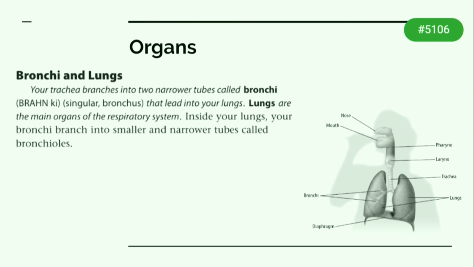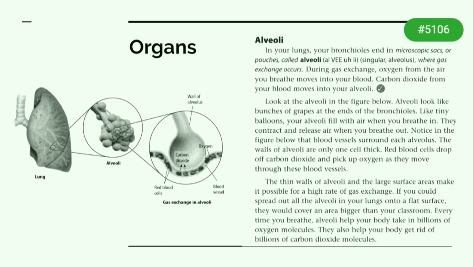So inside your lungs, you have branches of the bronchi, and we call those narrow tubes the bronchioles, and the bronchioles are very important. Your bronchioles contain these little sac-like structures called alveoli, and alveoli is where all the magic happens. So this is where gas exchange is going to happen.